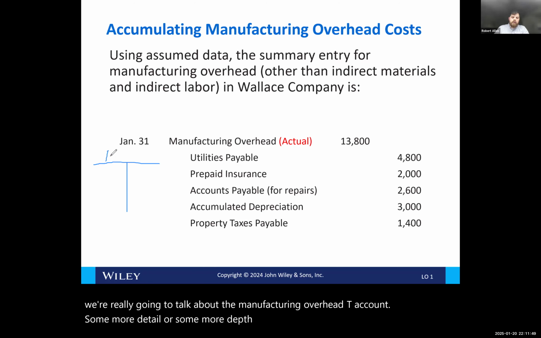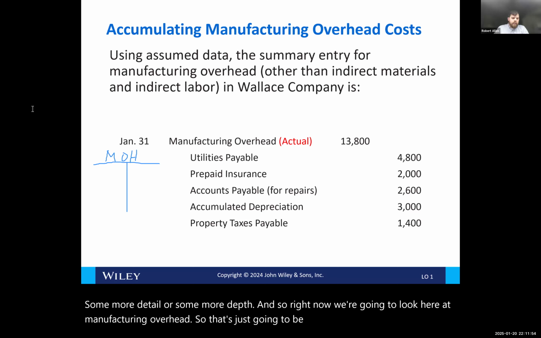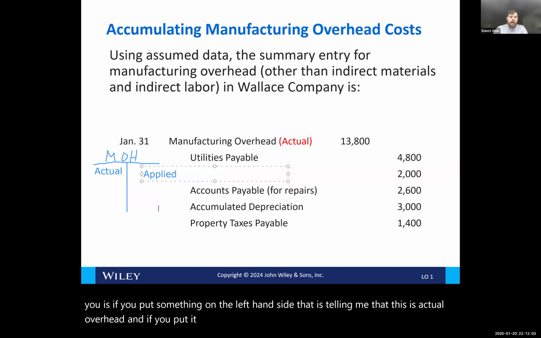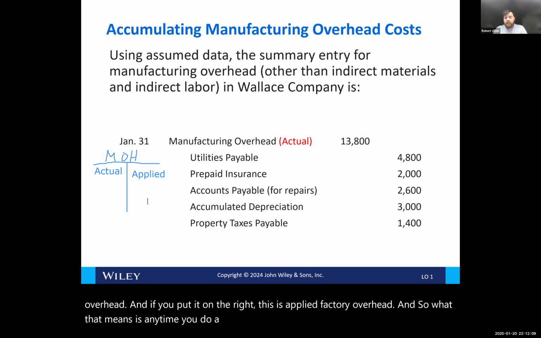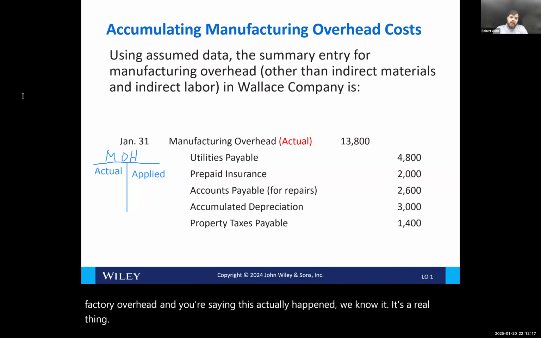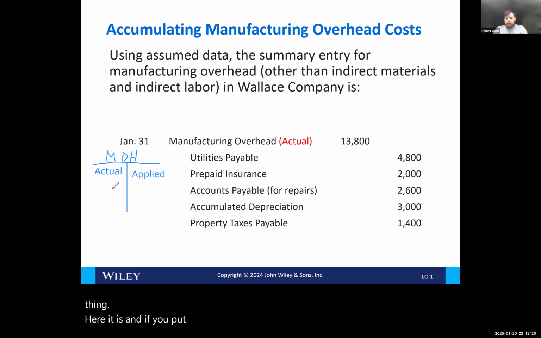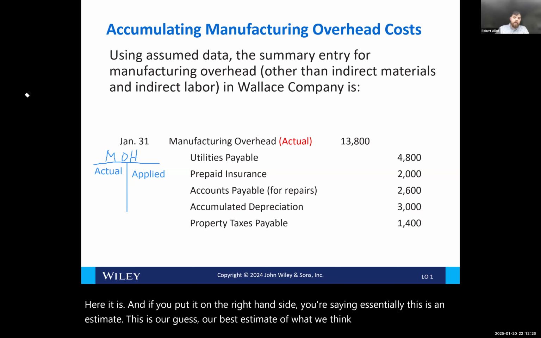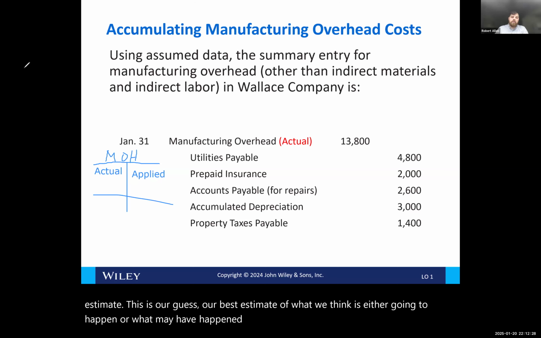And so right now we're going to look here at manufacturing overhead. So that's just going to be MOH. And what I'm going to tell you is if you put something on the left-hand side, that is telling me that this is actual overhead. And if you put it on the right, this is applied factory overhead. And so what that means is anytime you do a journal entry, if you debit manufacturing overhead or factory overhead, then you're saying this actually happened. We know it. It's a real thing. Here it is. And if you put it on the right-hand side, you're saying essentially this is an estimate. This is our guess, our best estimate of what we think is either going to happen or what may have happened. And then we'll have to actually correct that at the end.